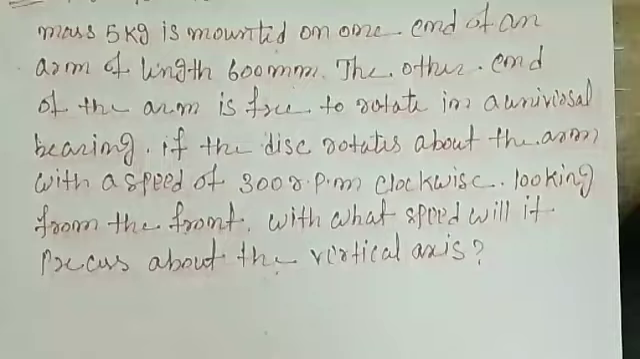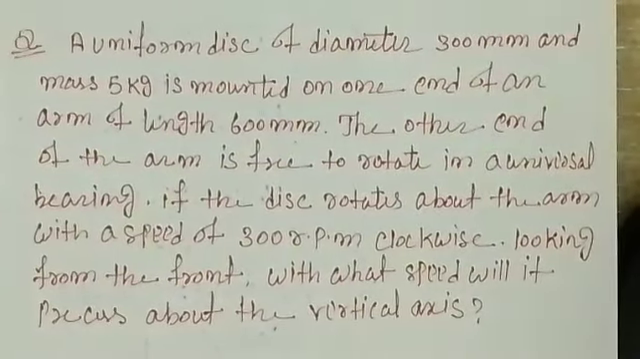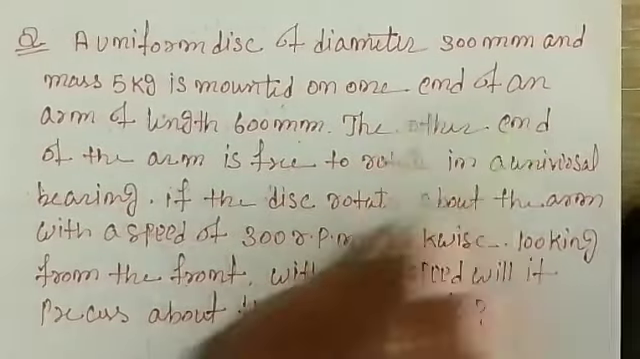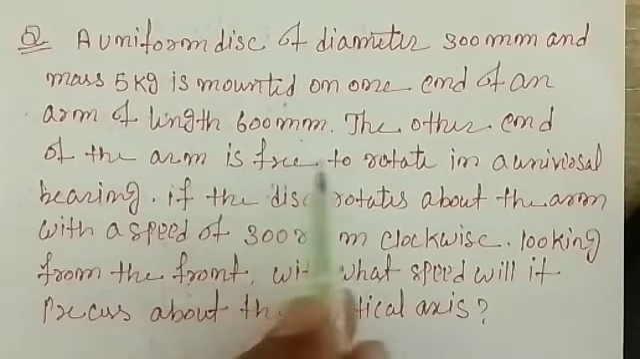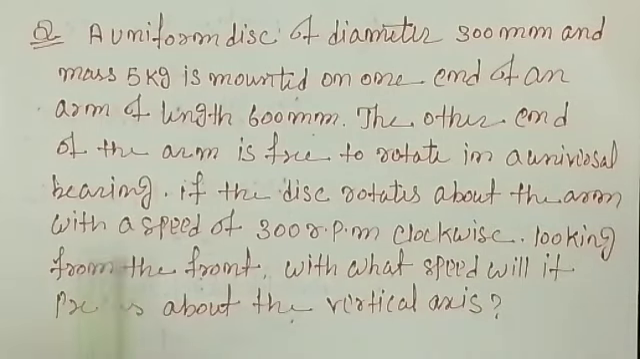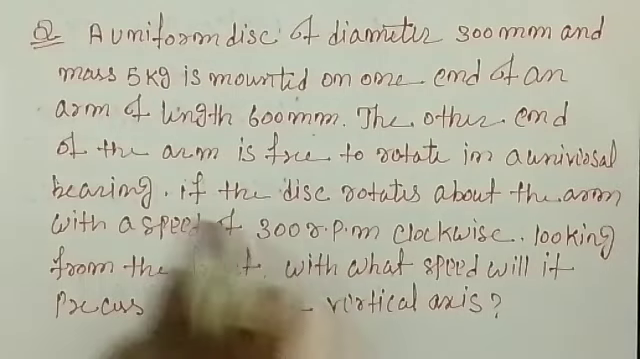So the problem is on the screen. Please write down that a uniform disc of diameter 300 mm and mass 5 kg is mounted on one end of an arm of length 600 mm. The other end of the arm is free to rotate in a universal bearing. If the disc rotates about the arm with a speed of 300 rpm clockwise looking from the front, with what speed will it precess about the vertical axis?